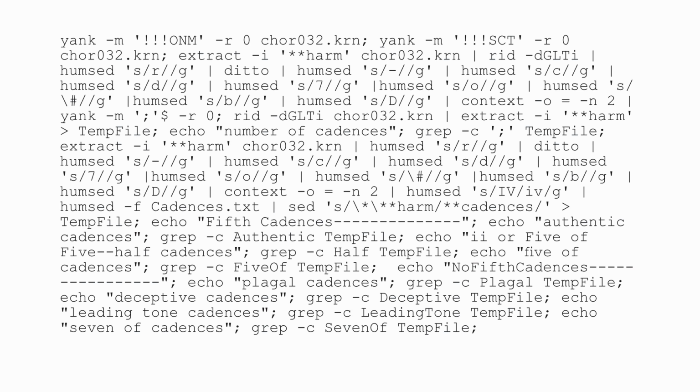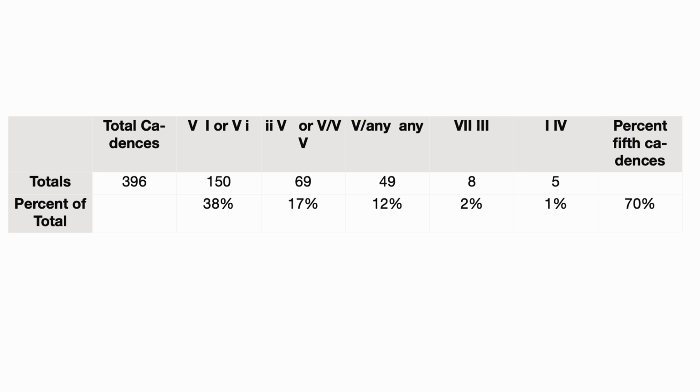I went back to the 69 Bach chorales I looked at earlier and had the computer identify and tabulate cadences. While only 38% of the cadences were actually 5 to 1, another 17% were half cadences by descending fifth, and 12% were cadences using secondary dominants. It could be argued that all of these cadences are of the same kind, only in different keys. 2 categories, 7 to 3 in minor and 1 to 4, could also be labeled as authentic cadences outside the main key. If we include all of those types, authentic cadences make up 70% of all the cadences in the chorales.